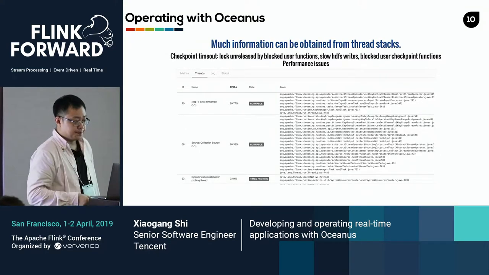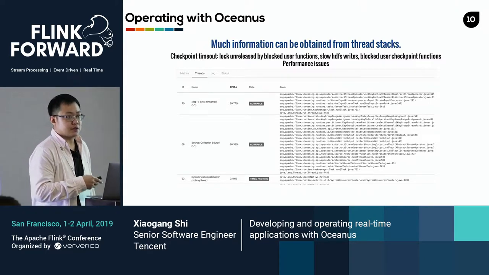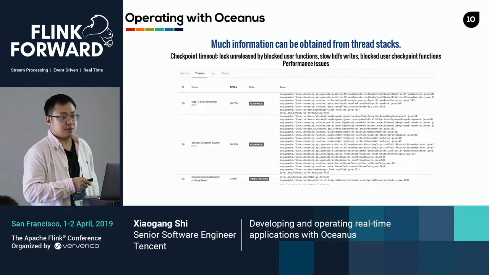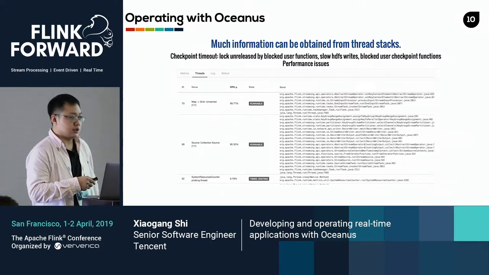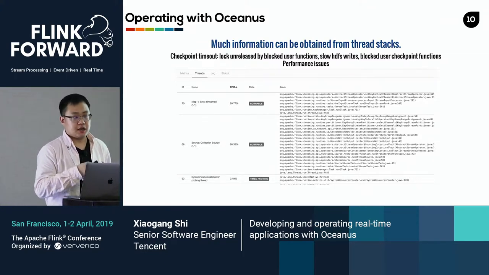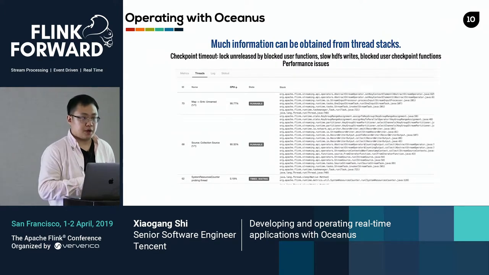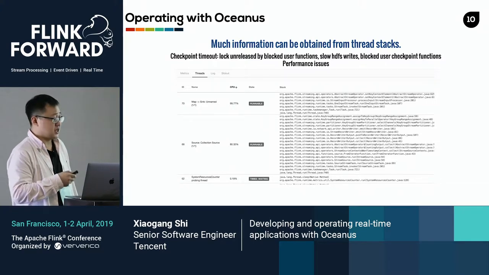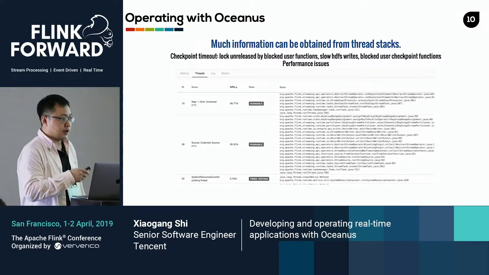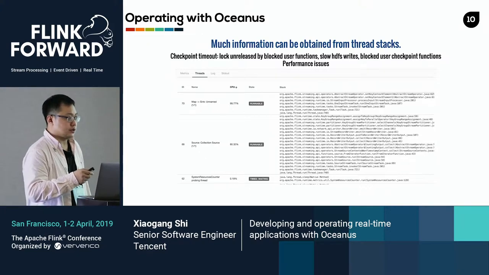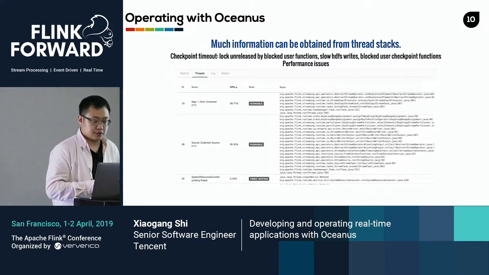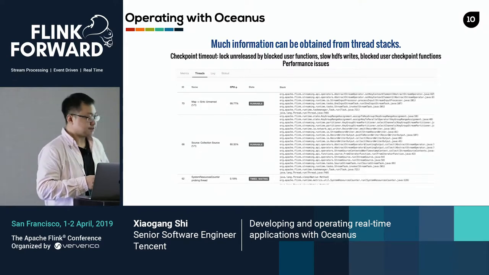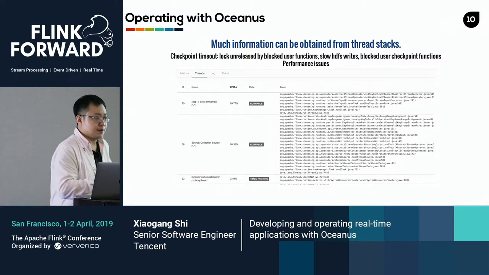Another useful piece of information we use in our operating is the thread information we gathered from the task executors. For example, a common problem we came across in our daily work is checkpoint timeout. A checkpoint may time out for a lot of reasons. For example, a user may write a source function which does not release the checkpoint lock when it is blocked. A checkpoint may also time out when users provide a user-defined checkpoint method which is blocked by external storage. By checking the thread stacks, we can easily find the problems. The thread information can also help us to identify performance issues.